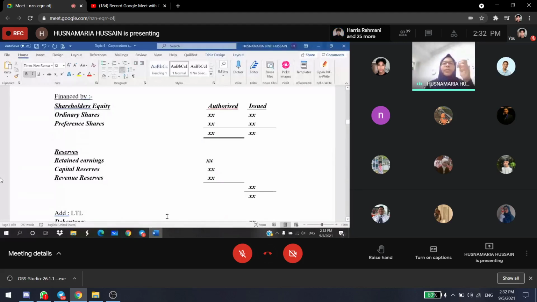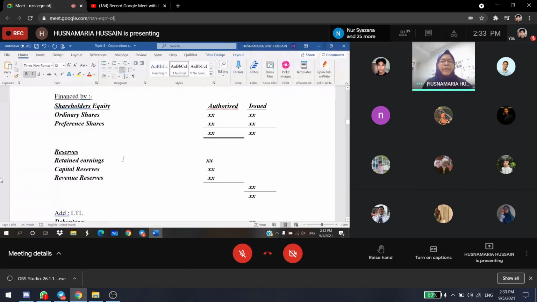Owner's equity is only about the owner. So what does the owner have? The owner invests, meaning shares. Profits that are transferred into reserve are also owned by the owner, but no longer in terms of profit, rather in the reserve account. Alright, so these are the owner's equity. Okay, so be careful regarding the format.